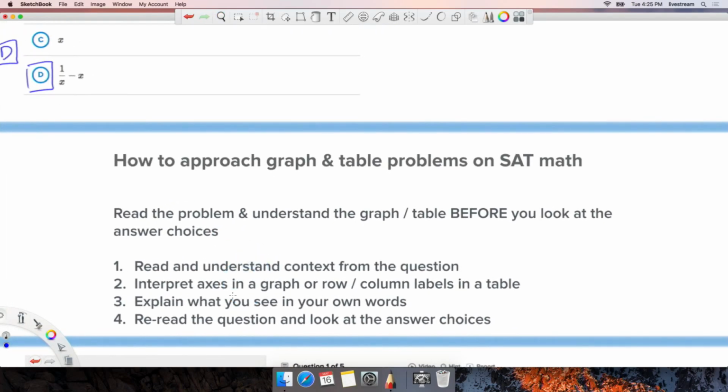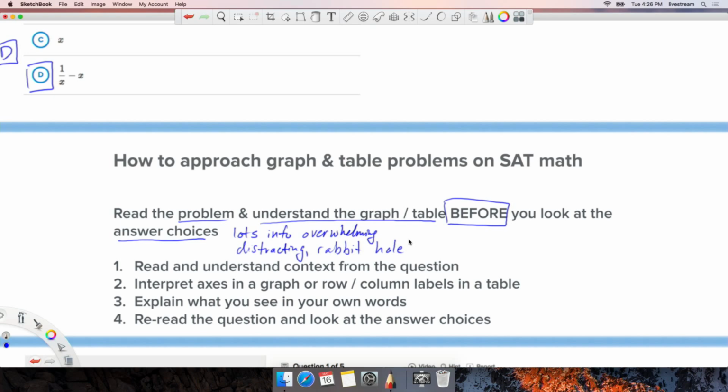So how should you approach graph and table problems on the SAT math? Well, it boils down to one sentence, and this is one approach that I found to be really helpful for me and other students, and that is to read the problem and understand the graph or table before you look at the answer choices. I want to emphasize that you want to leave those answer choices for the very end, after you already have a good understanding of the graph and table. The reason is that these answer choices can include lots of information that might be overwhelming, or a lot to process. It might be distracting, and it might also lead you down a wrong path. So it can sometimes be a rabbit hole that can sway your interpretation of the data in front of you.